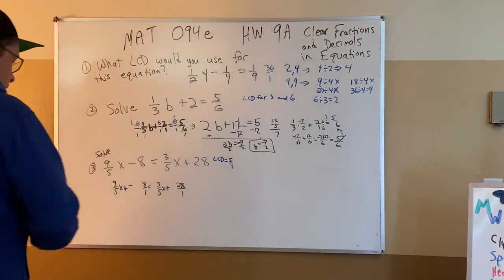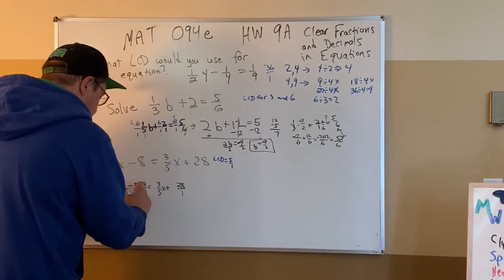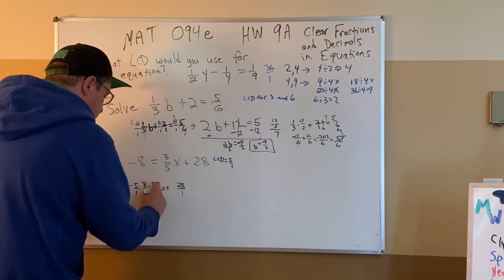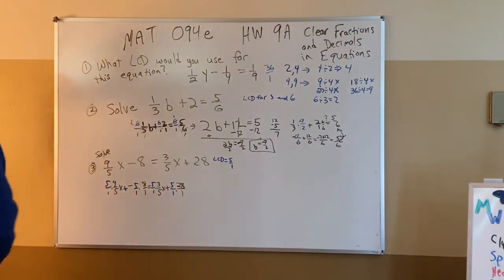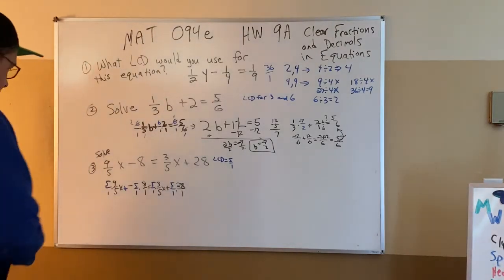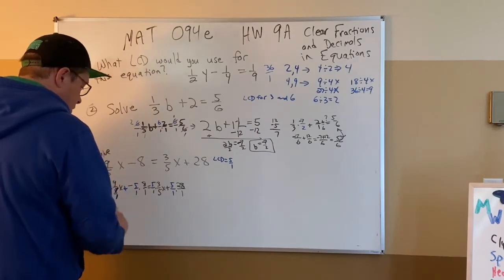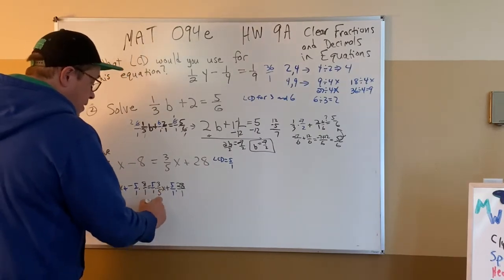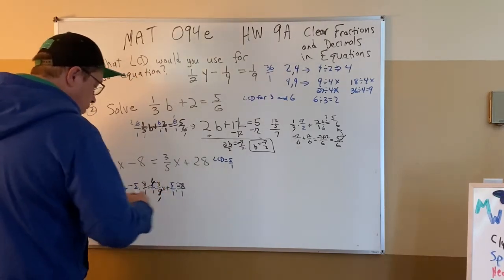Now, we've decided to use an LCD of 5 over 1, so 5 over 1 in 4 places. There are 4 terms involved in this entire equation, so I'll have 5 over 1 go into all 4 places. We come back into our canceling. 5 divided by 5 is 1. 5 divided by 5, also 1. 1s don't need to cancel. Here we have 5 divided by 5 is 1. 5 divided by 5 is 1. 1s don't need to cancel.